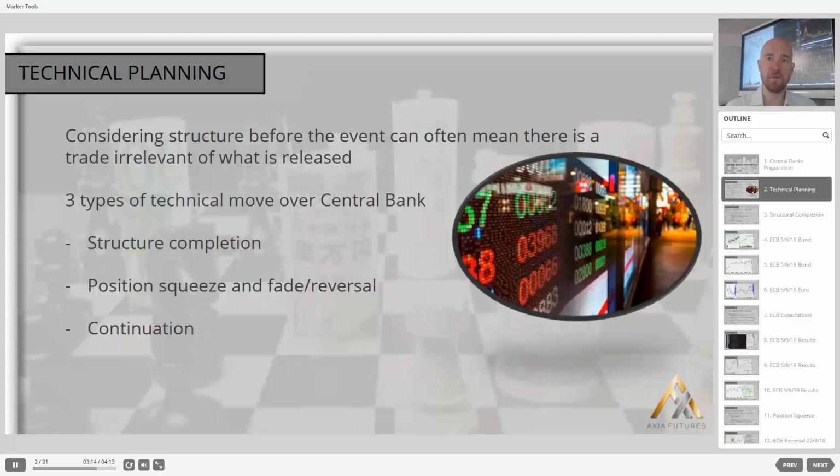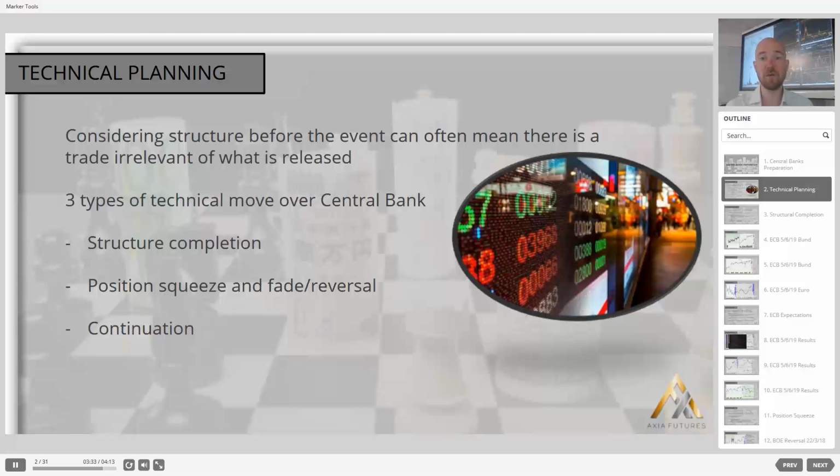And finally, we're going to have a look at a continuation. This is a situation which I think most people are going to know what a continuation type trade is, whereby you've got a market that is set to go in one direction, and if you can break a certain point, then you've got a continuation of the current moves.